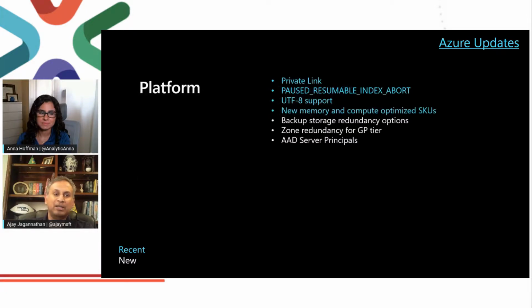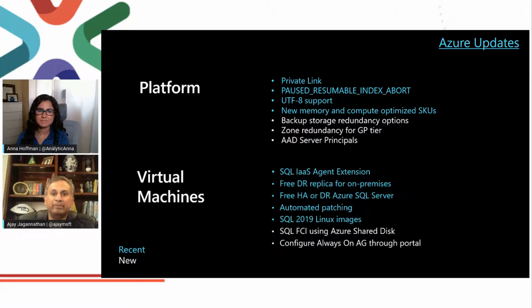On the platform itself, we GA'd Private Link, as you know, and added UTF-8 support. We also announced new M-series and F-series SKUs for SQL DB. So if you have compute optimized and memory optimized workloads, you can leverage that. We also now have, in addition to the BC tier, zone redundancy in the General Purpose tier. So you can meet the multi-availability zone requirement if your application needs that capability, as well as the backup storage redundancy, which I spoke about for MI, is also available for single database.